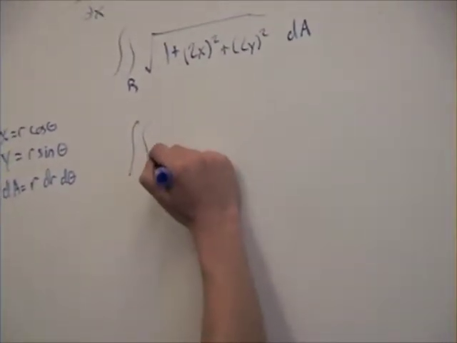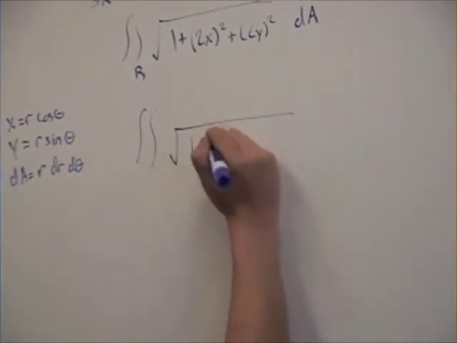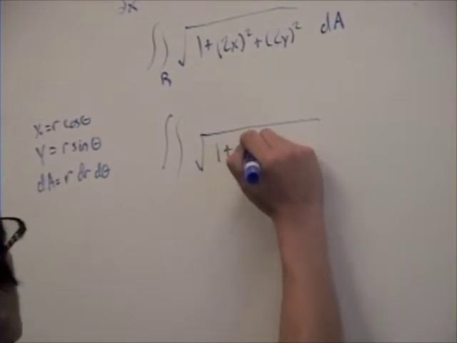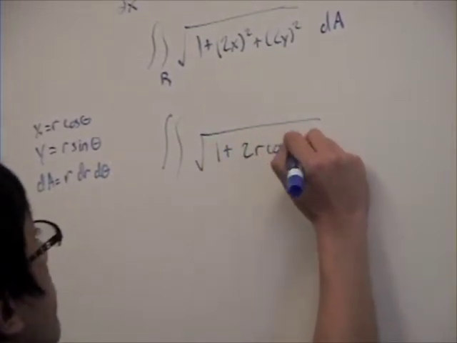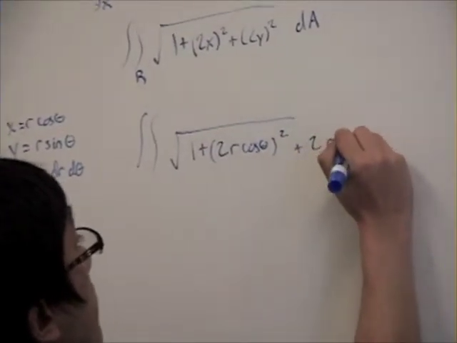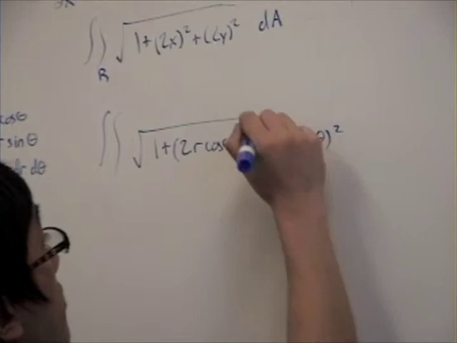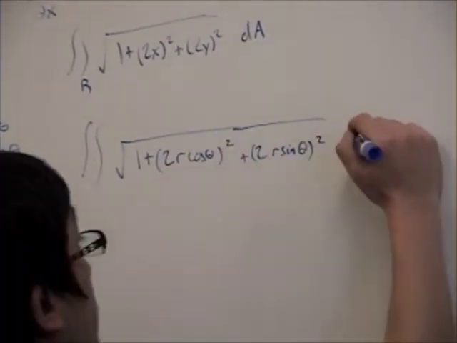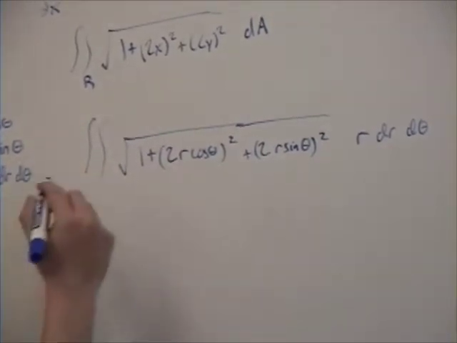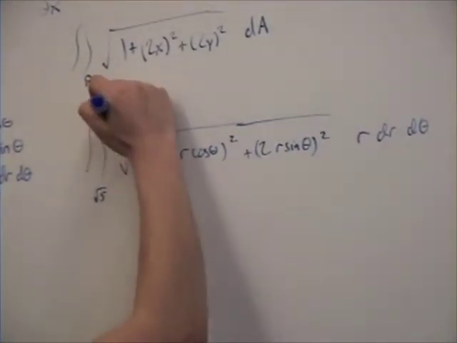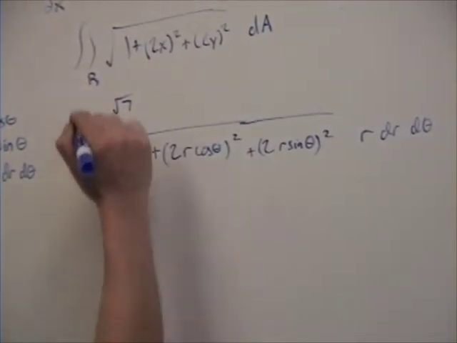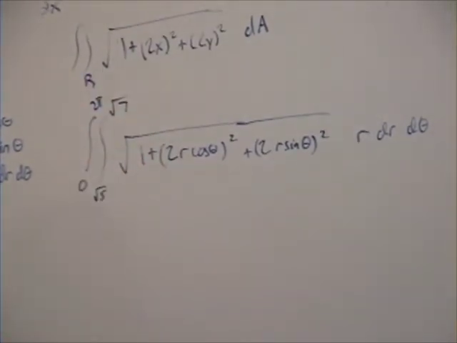So let's do that really quick. The integral of the square root of 1 plus (2r cosine theta) squared plus (2r sine theta) squared, times r dr d theta. Our limits of r are root 5 to root 7, and our limits of theta are 0 to 2 pi.